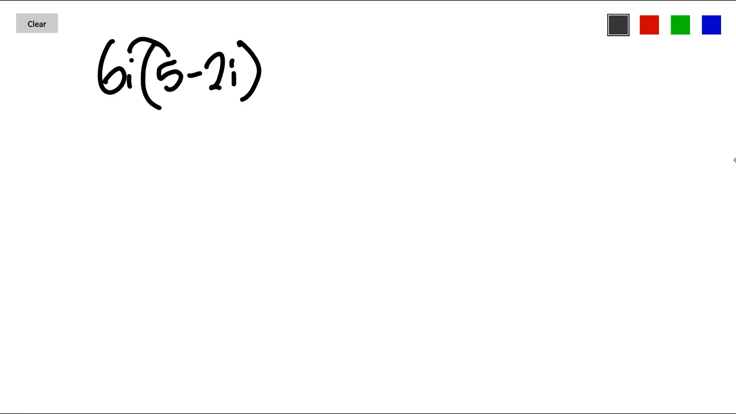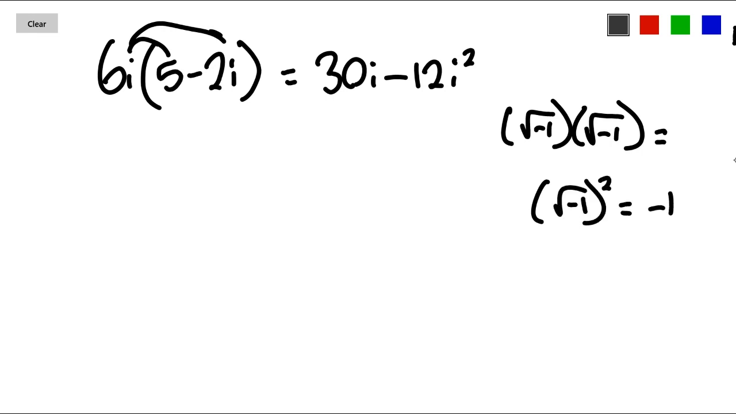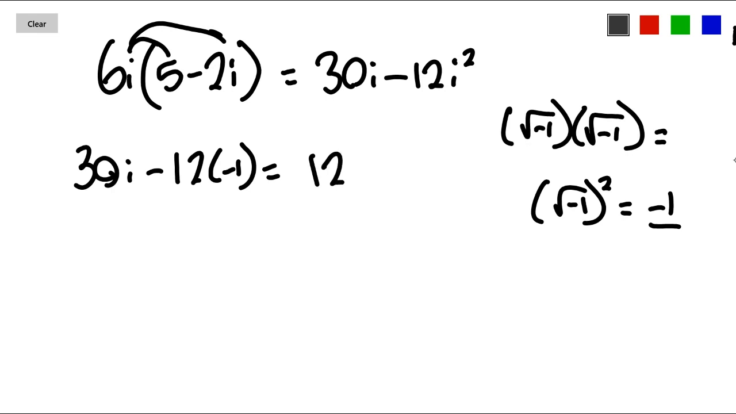So what I'm going to do is distribute the 6i out to both the terms, and then I get a 30i minus a 12i squared. So this i squared is interesting because I'm basically saying square root of -1 times the square root of -1. And this is square root of -1 squared, which is just -1. So what I'm really saying is I have 30i minus 12 times -1. And when you work this out and you rearrange it, we get 12 plus 30i.